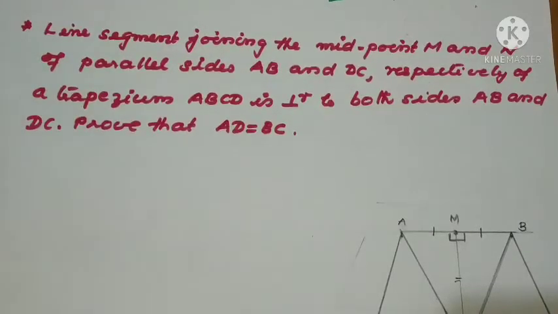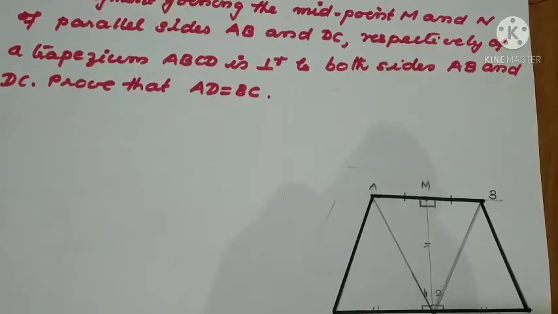Here the diagram is not given, so we can draw the diagram. First we have to draw a trapezium, then we have to take midpoints M and N on both of the parallel sides. Then we have to complete the diagram, where that line segment is perpendicular to the sides.